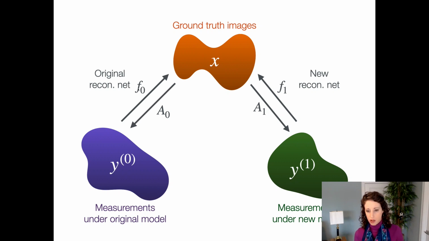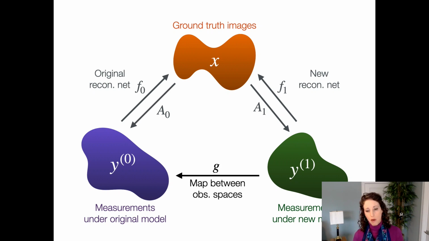Now the other approach that I'm going to describe takes a slightly different track. All that we do with this PnP method is require that F0 and F1 somehow be close to one another, in the sense that this perturbation is small. But it doesn't explicitly account for anything about the relationship between A0 and A1.